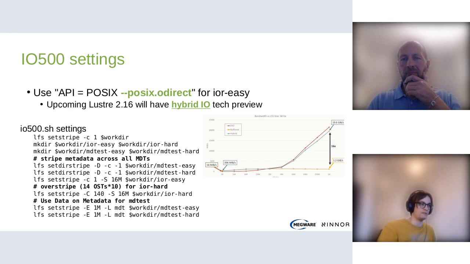And then below here, you see the IO 500 shell script settings for striping and so on. This is basically the defaults you can see in the script. There are comments for Lustre tuning, and that's basically the default, so there's nothing special about it. It's just striping metadata across all MDTs, using data on metadata for the MD test stuff, and for IOR hard doing some overstriping for better performance.